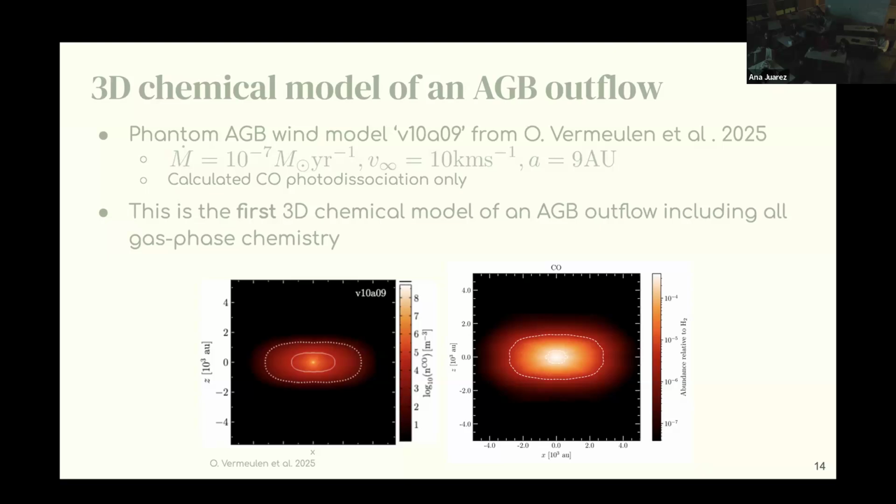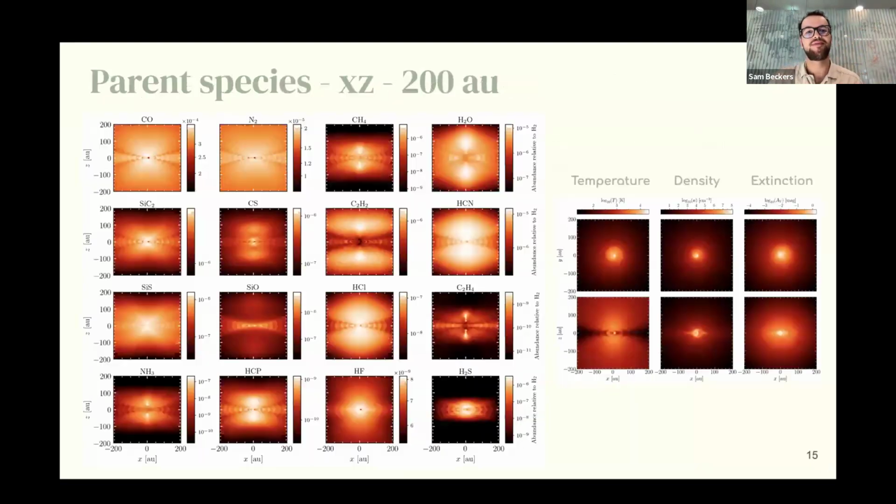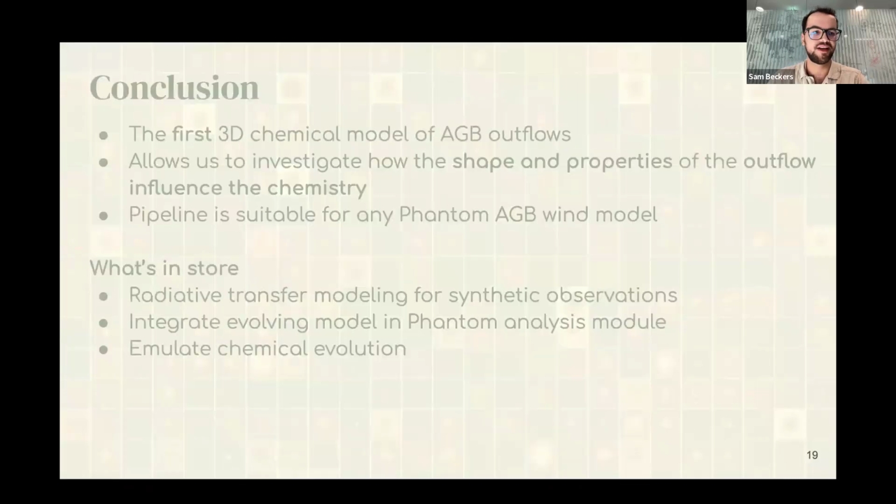You said it took you a week to run the whole pipeline in the end, right? Yeah. On how many cores? That's on 10,000 CPUs, because it was embarrassingly parallel. So it was 10,000 cores. But with the idea that we had of integrating the evolving model in the Phantom analysis module, that could be done differently, because not every cluster has 10,000 jobs available.